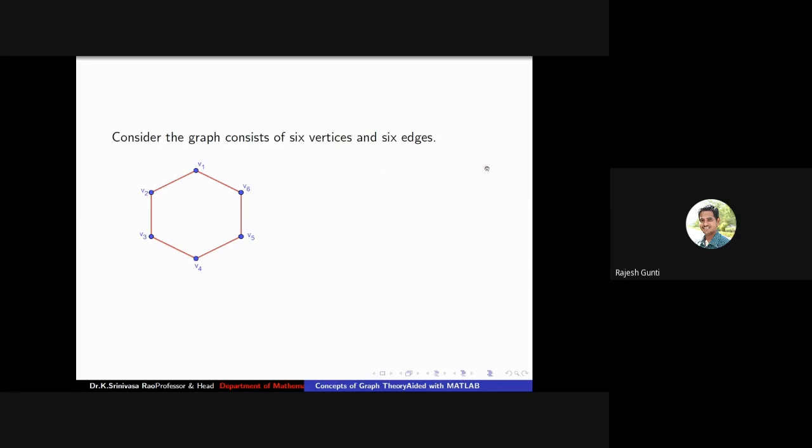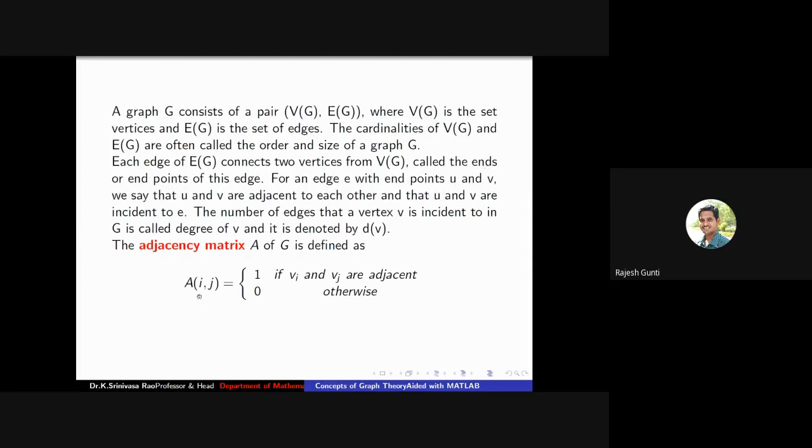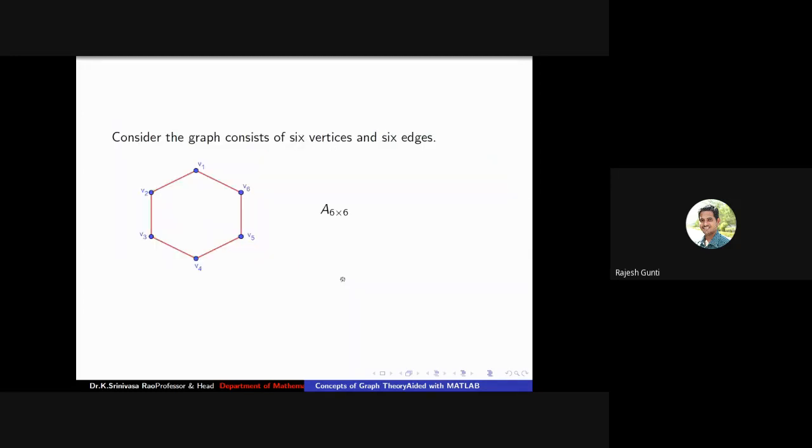The definition is here: the ijth element is 1 if Vi is adjacent to Vj. First row, second column element is 1 because there is an edge from V1 to V2. First row, sixth column element is 1 because there is an edge from V1 to V6.